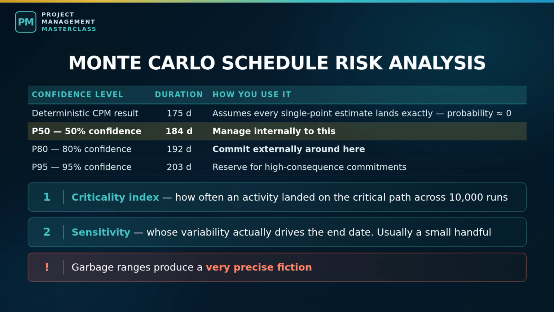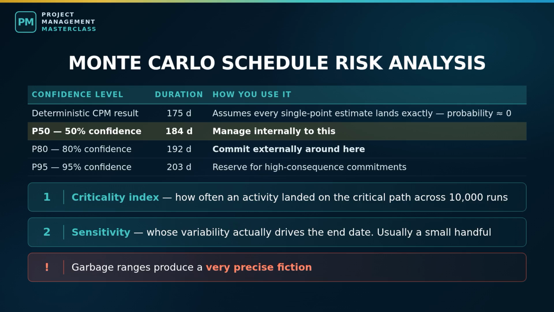The mechanism is simple. Instead of one duration per activity, you give the tool a distribution, your 3-point estimates. Then the computer runs your network thousands of times. Each run, it draws a random duration for every activity, computes the critical path for that run, and records the finish date. After 10,000 runs, you do not have a date. You have a distribution of dates. That gives you 3 things a deterministic schedule cannot.